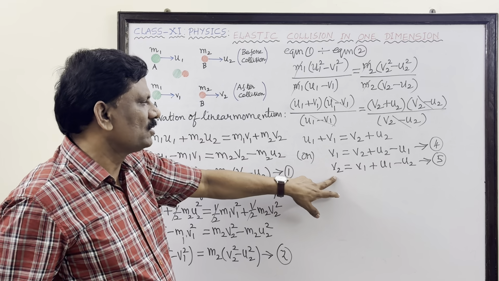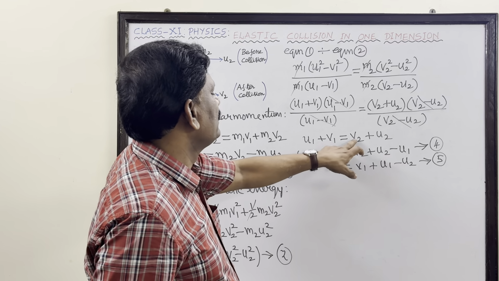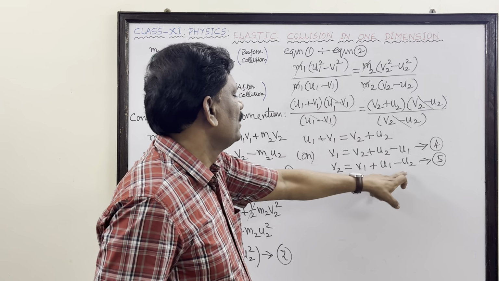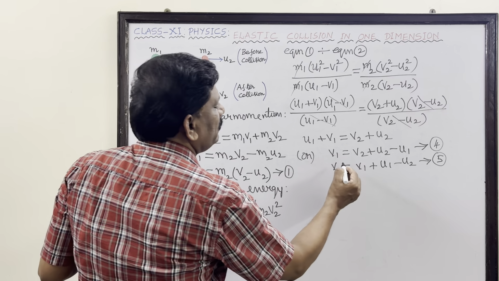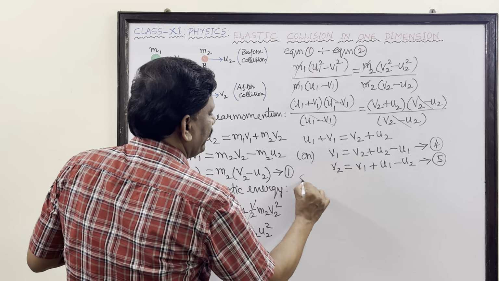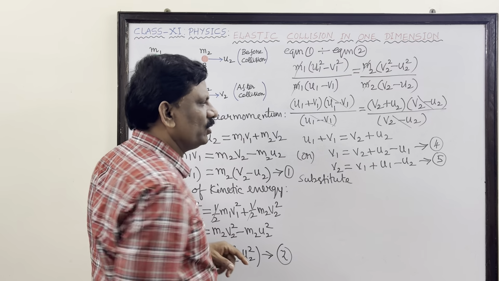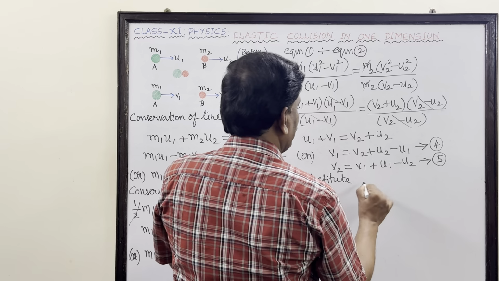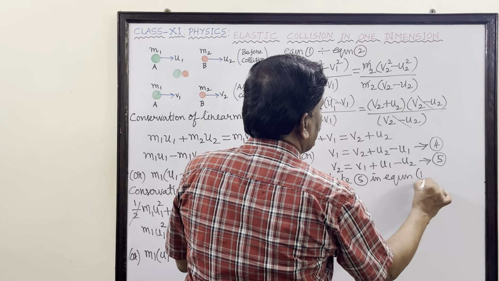So now let us substitute this v2. v2 is equal to u1 plus v1 minus u2. This equation I am going to substitute in the first equation. It is our choice only. You can substitute either the value of v2 or v1 also. So, substituting 5 in equation 1.